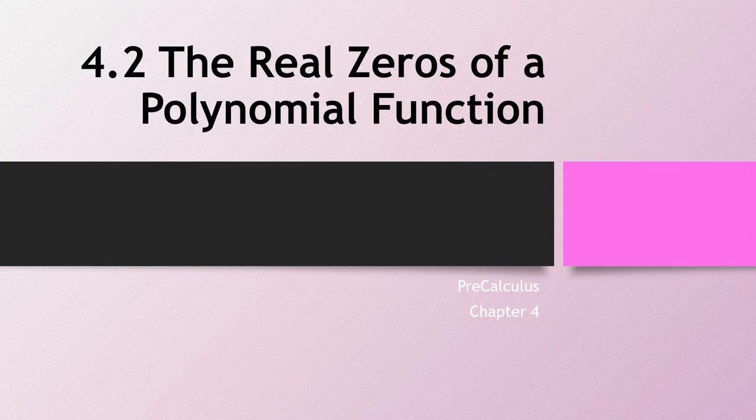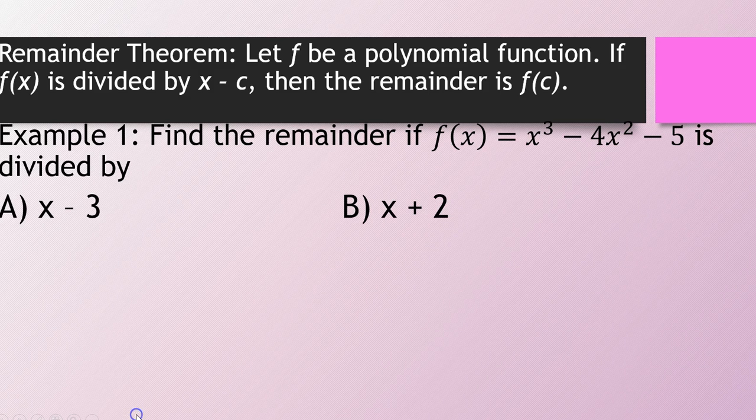So now we're going to begin section 4.2, which is real zeros of a polynomial function. And let's just keep in mind that a zero is a solution or it's an x-intercept on the graph. So the first theorem is the remainder theorem, and it says that if f is a function and you divide it by x minus c, the remainder is going to be f of c.